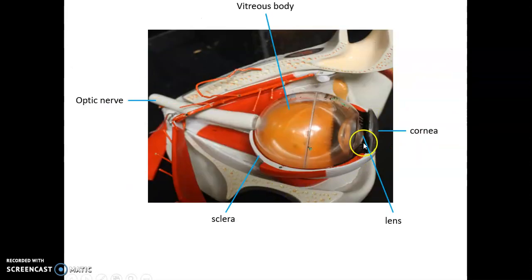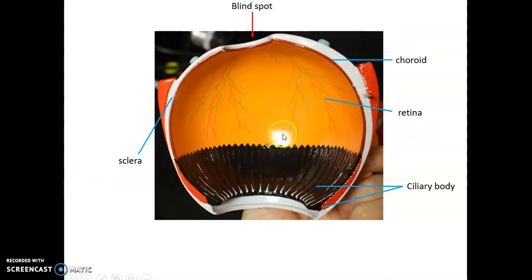Here is the eye model. There's the cornea, the lens, the vitreous body, sclera in white, the optic nerve coming out the back. In cross section, here is where the blind spot would be because it's where the optic nerve would start. You have the darker color choroid layer, in this case an orangish colored retina, and then of course this dark ring here is the ciliary body.